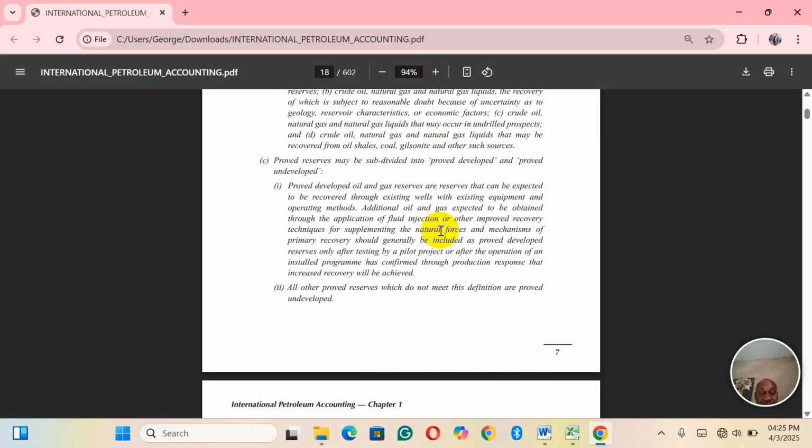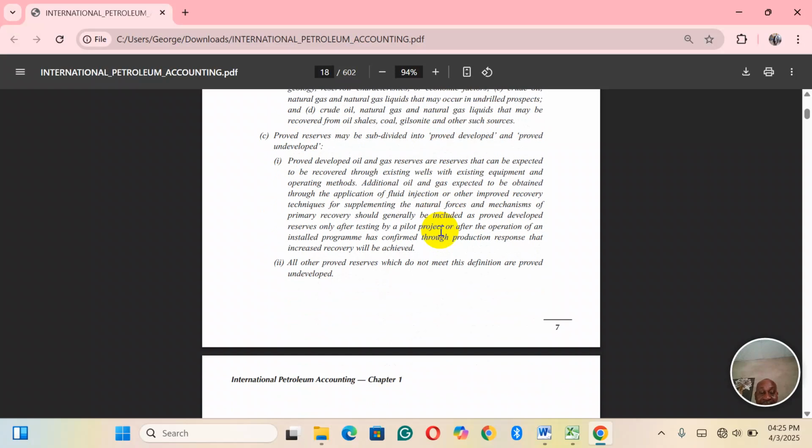Then we now look at two, all other proved reserves which do not meet the definition are proved undeveloped.